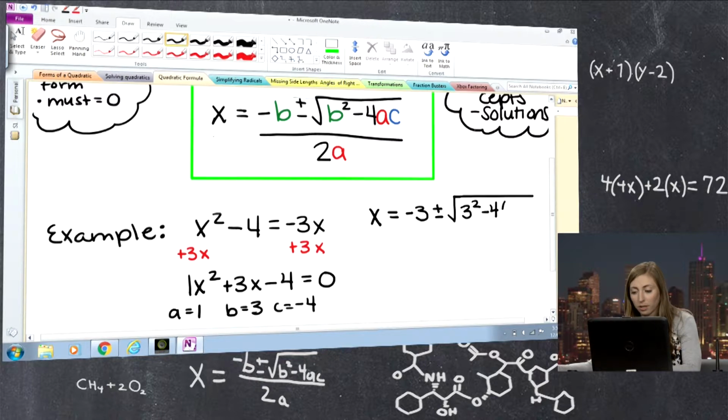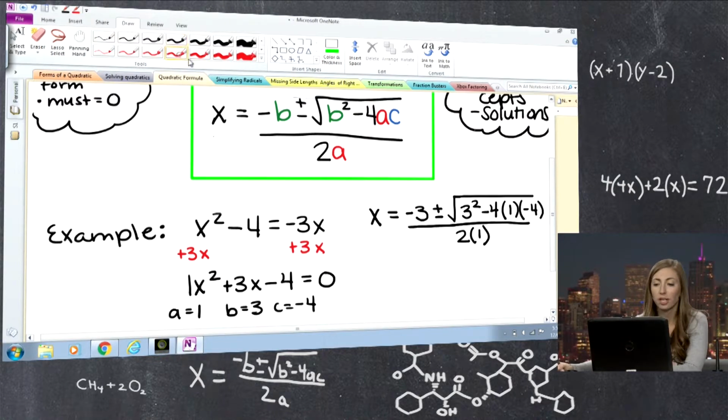Minus 4 times a, which my a was 1, times c, which is -4. And this is going to be all over 2 times a, which is 1 again. Now, just a quick little calculator tip.